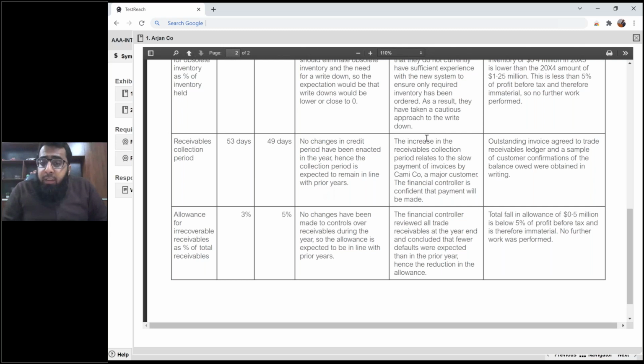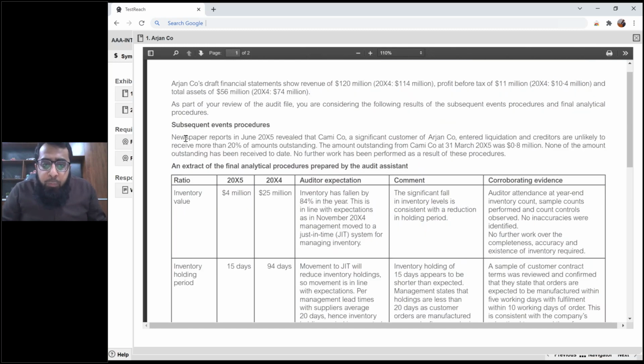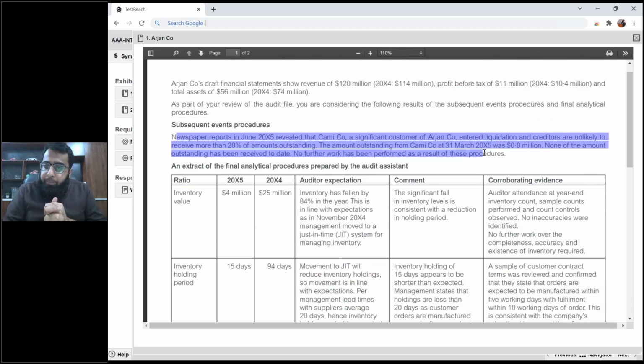The increase in receivable collection period relates to slow payment of invoices by Chemie company, a major customer. The financial controller is confident that payment will be made. Now, obviously, the confidence of the financial controller is wrong, because the subsequent events have proved, if you look above, that a newspaper in June 2005 has shown that Chemie company is going into liquidation. So here there is a problem.